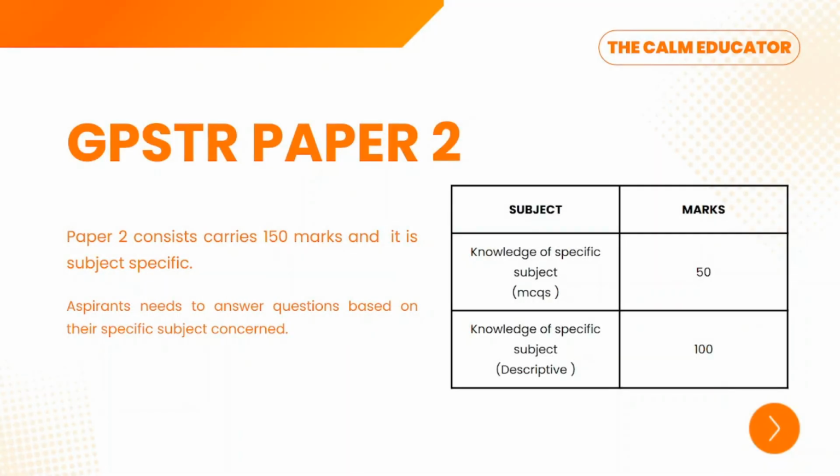GPSTR Paper 2 focuses on testing your knowledge of your specialized subject, where the paper has both objective questions as well as descriptive questions for 50 marks and 100 marks respectively. Overall, Paper 2 carries 150 marks.